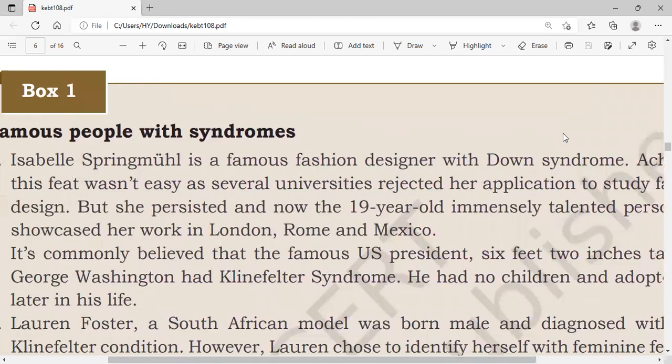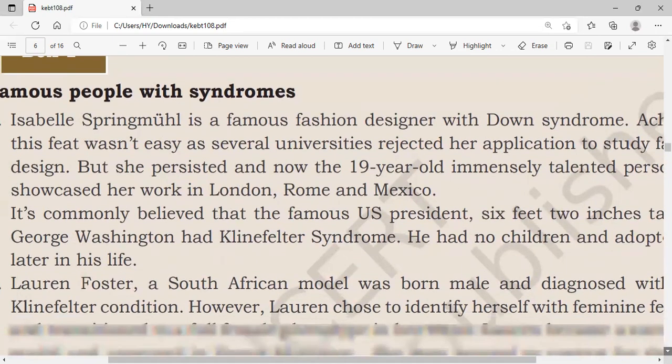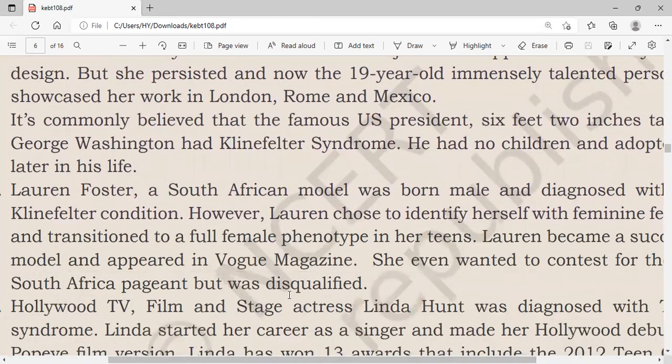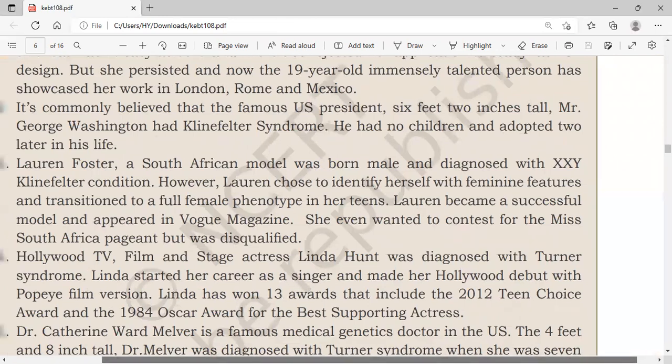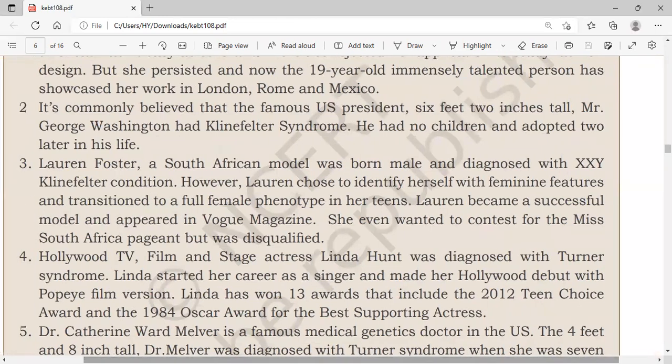Laurel Foster, a South African model, was born male and diagnosed with Klinefelter condition. However, Laurel chose to identify herself with feminine features and transitioned into a full female phenotype in her teens. Laurel became a successful model and appeared in Vogue magazine. She even wanted to contest the Miss South Africa pageant but was disqualified.